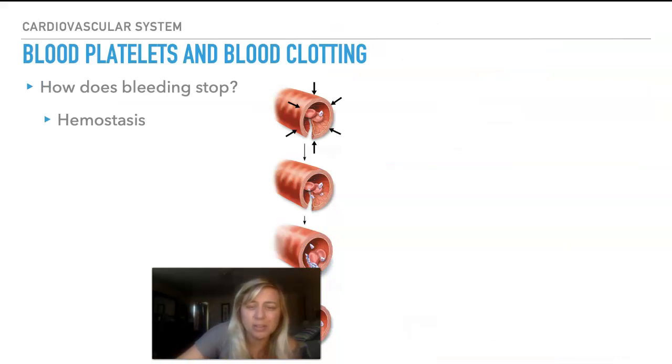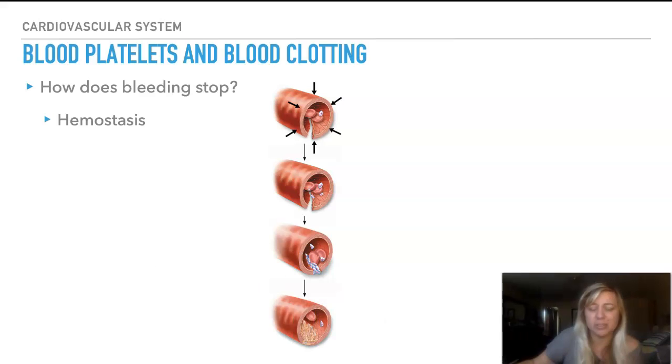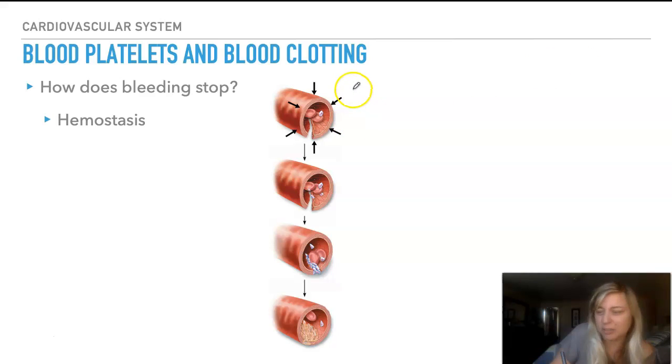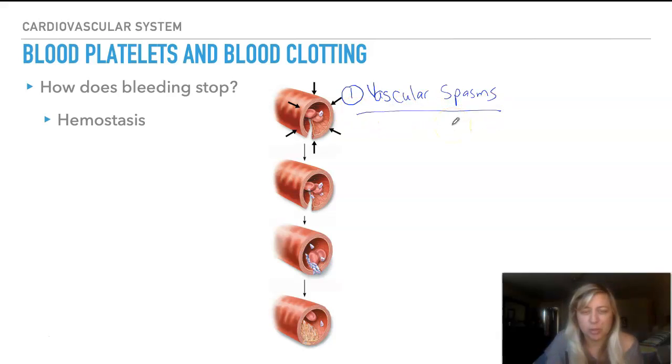So the process of stopping bleeding is called hemostasis. So we're going to take a little more in-depth look at the steps of hemostasis, but this picture summarizes the basic steps. The first step, when we have a break in a blood vessel, the first thing that happens is that smooth muscle, that makes up the tunica media of our blood vessels, begins to contract, and this causes what are called vascular spasms. And vascular spasms from that constriction of those blood vessels are going to help slow the blood loss. So that's our first step.